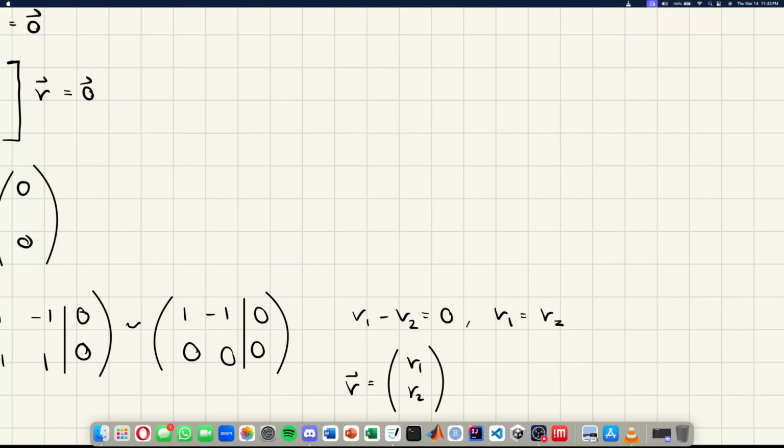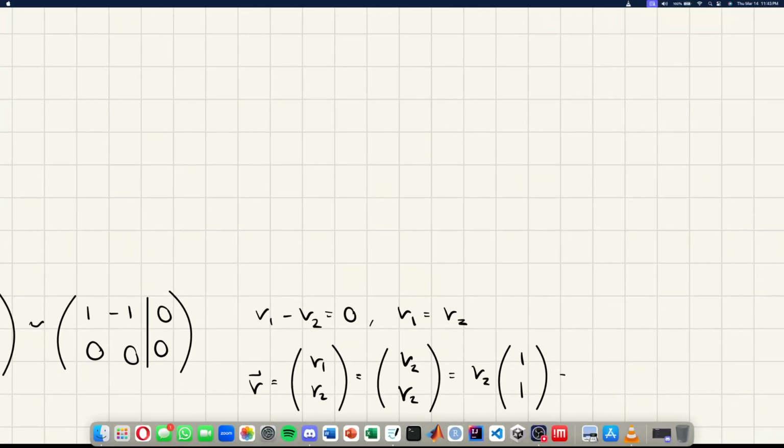So I'm going to focus on V2. I'm going to rewrite this as V2 and V2. And the way you get there is, we know that V1 equals V2, and then V2 is still V2. Now to actually get numbers for a vector, we can factor out our component V2, and that just leaves us with 1 and 1. So now we have an eigenvector v in terms of our component v2, and the entry is 1, 1.